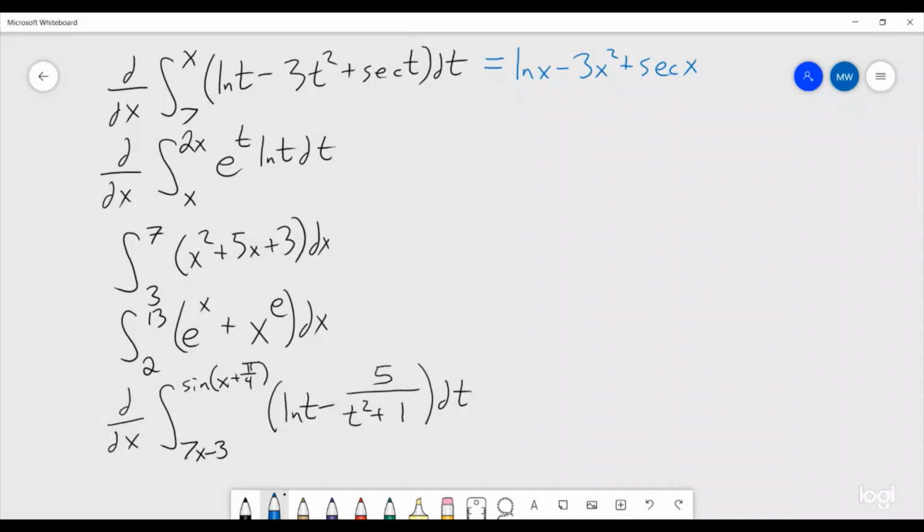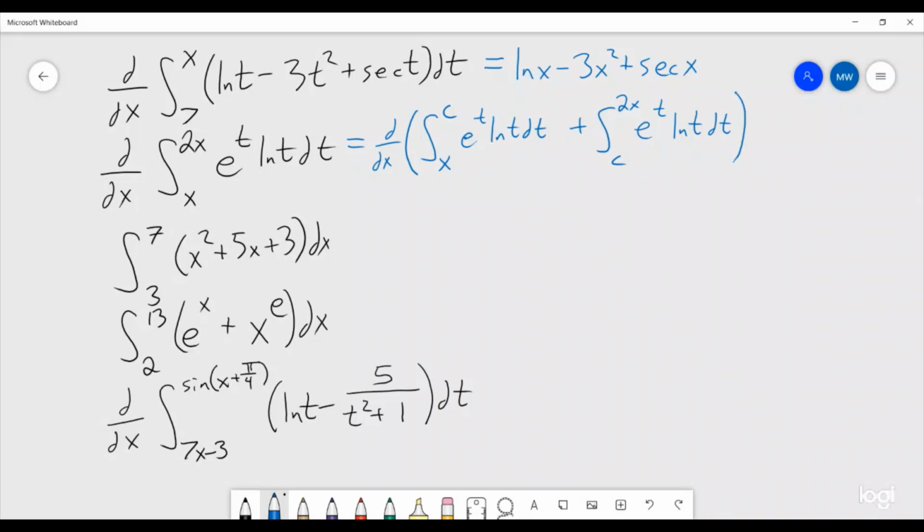The second one is a little bit trickier because it's not constant to variable. This is variable to something that is still a function. So we're going to have to break this up using some properties of definite integrals. So this is equal to the derivative with respect to x of the integral from x to some constant of e to the t natural log of t dt plus the integral from that same constant to 2x of e to the t natural log of t dt.